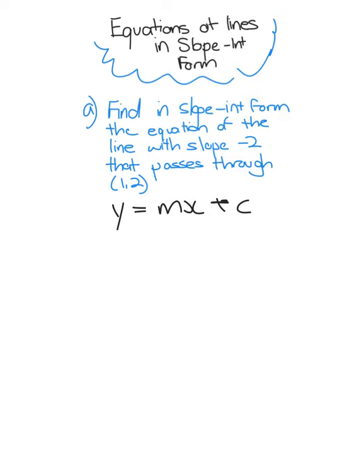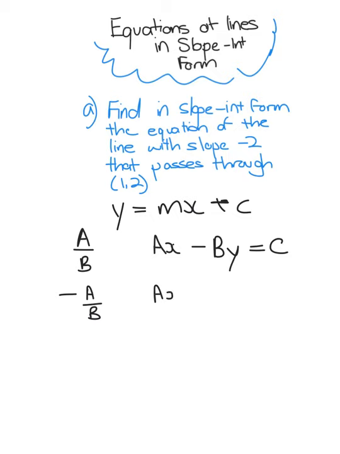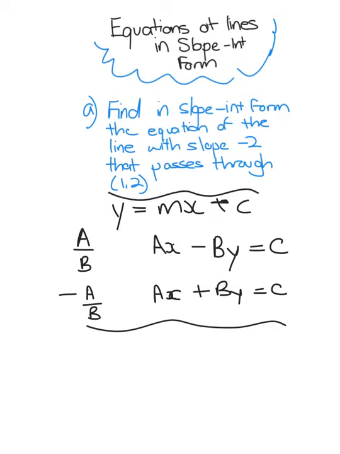So remember, we talked about when we're finding the equations of the lines, if the slope is a over b, the equation of the line becomes ax minus by equals c. If the slope is negative a over b, the equation becomes ax plus by equals c. If you can't remember what that was all about, have a look at the video prior.